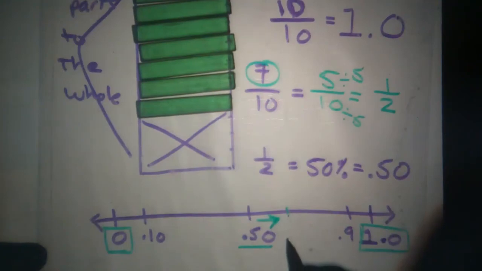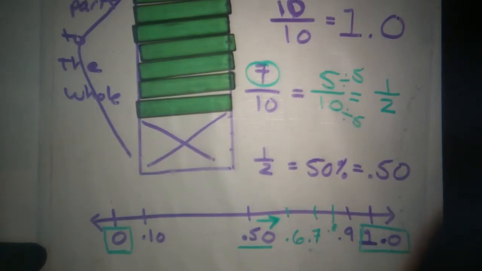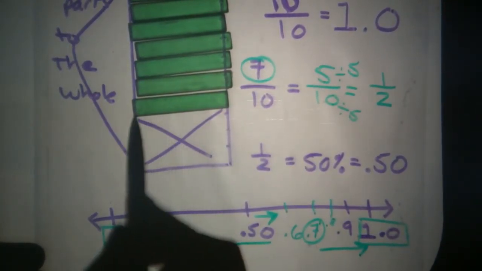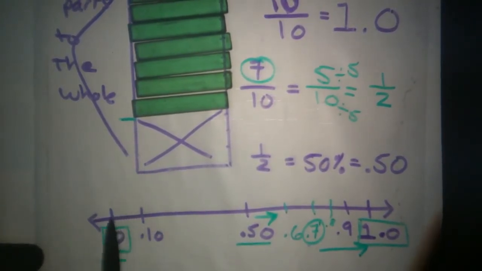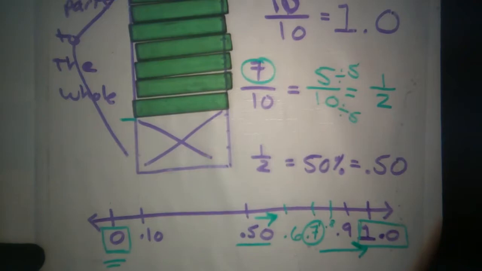So here would be 0.6, 0.7, 0.8 is here. So right here. So yes, we are closer to 1 whole versus here at 0. So we have more than half, not quite 1 whole, but more than half. So we're closer to 1. If we were to round this, we would round to 1 whole.